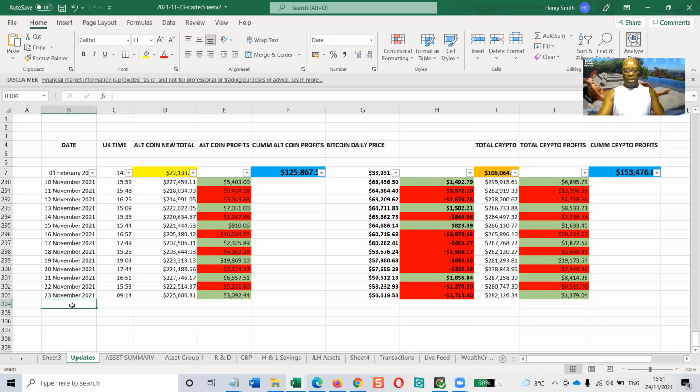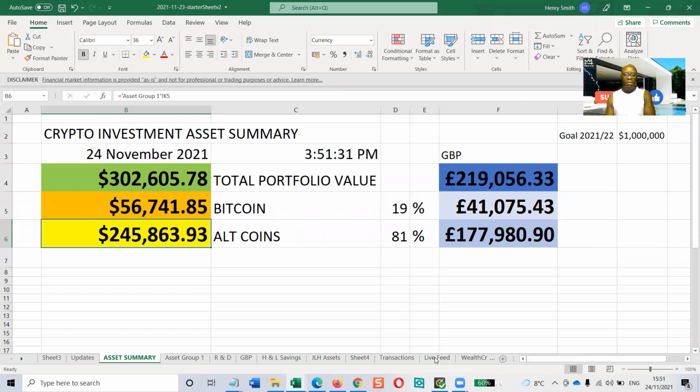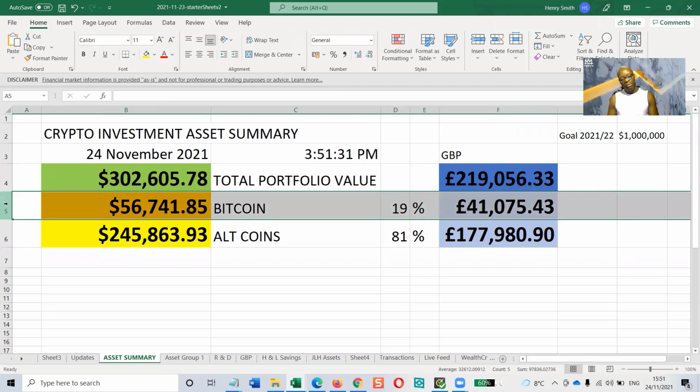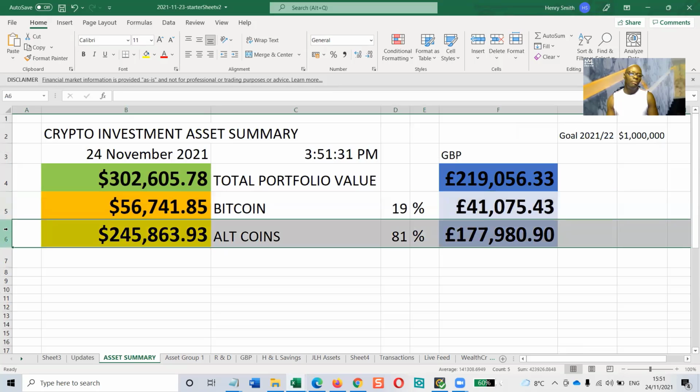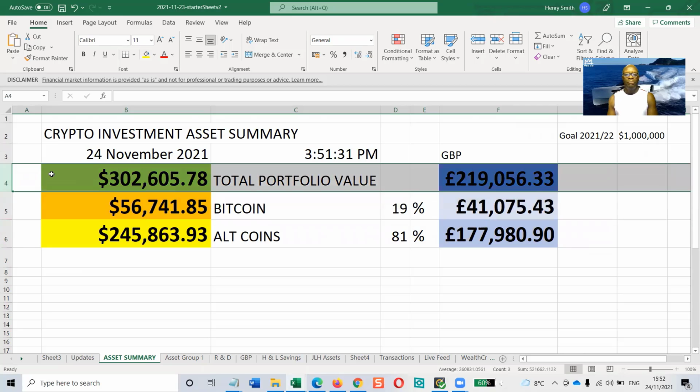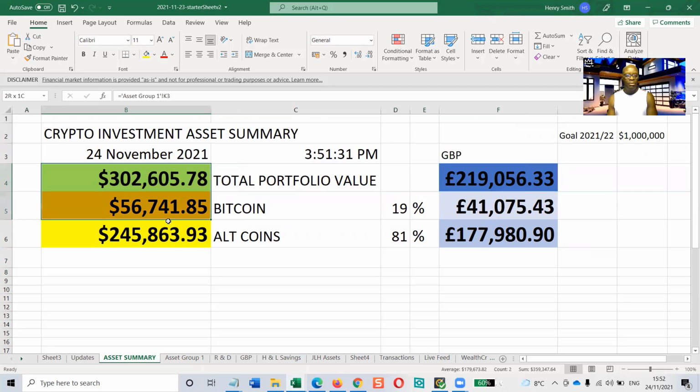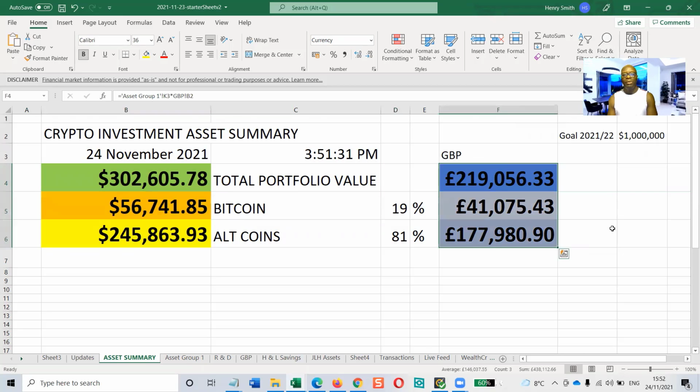Today's date is the 24th of November. I get the figures from this page. It comes in from a live feed into an asset group, and we get the final figures here. This particular portfolio consists of one whole Bitcoin and a selection of specially selected, specially researched alternative coins or altcoins, and the total at the top. This is in US dollars, and this one is the same portfolio in British pounds, or pound sterling. And this is the percentage split.